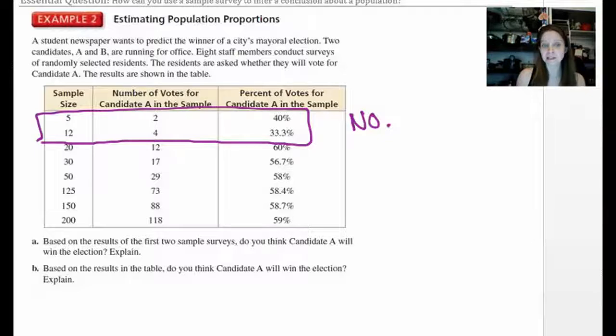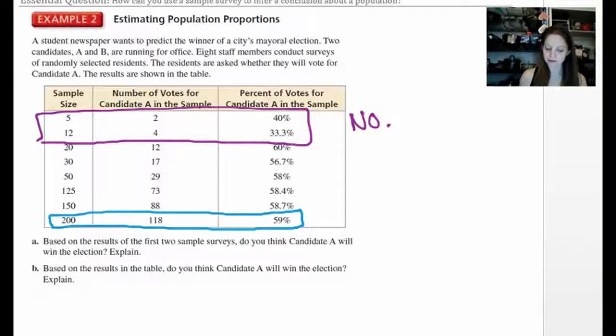Now B, based on the results in the table, do you think candidate A will win the election? Explain. When you only look at the first 2 rows where the sample size is very small, it doesn't look like candidate A is going to win. But as you ask more and more people and the sample size increases, you can see that actually the amount of people that are expected to vote for candidate A is above 50%. You can see the numbers are approaching 59% as the sample size gets larger and larger.